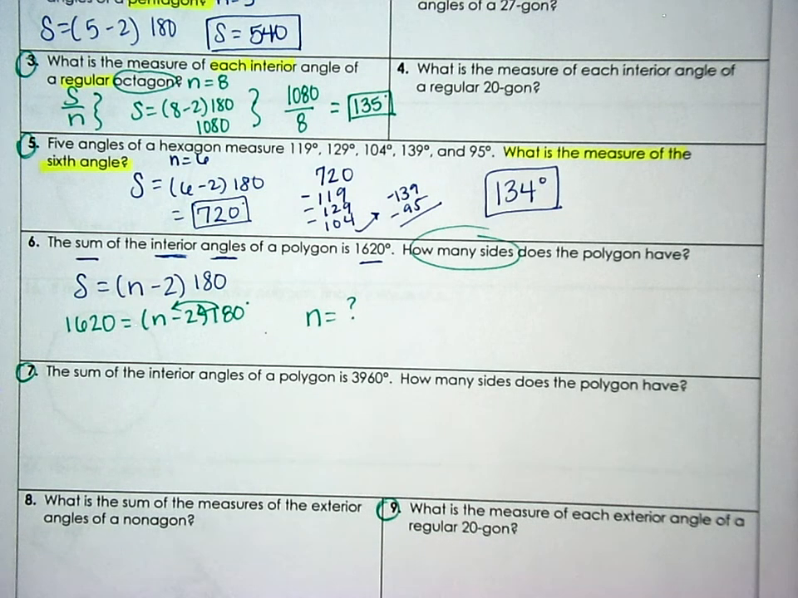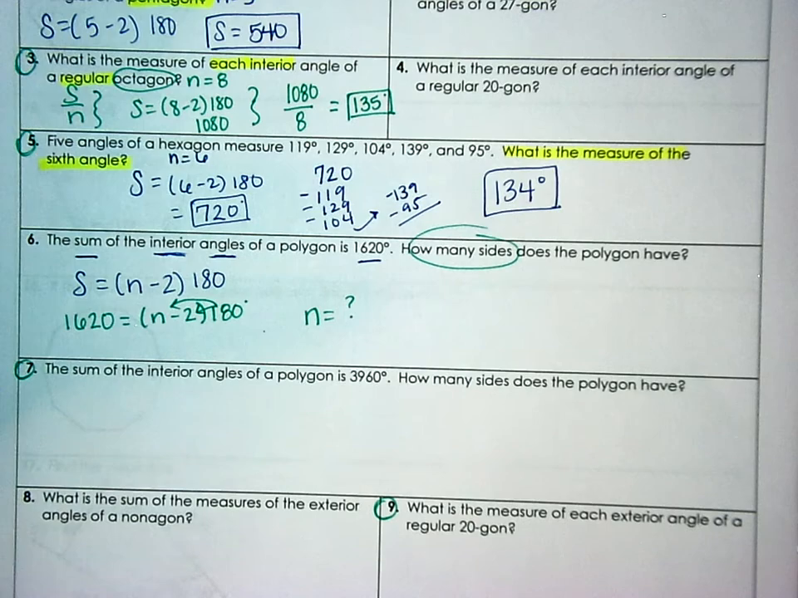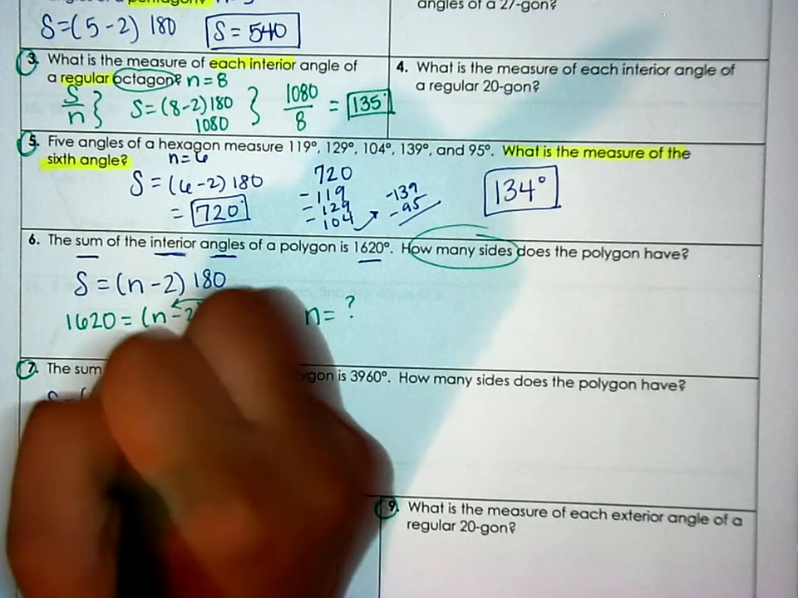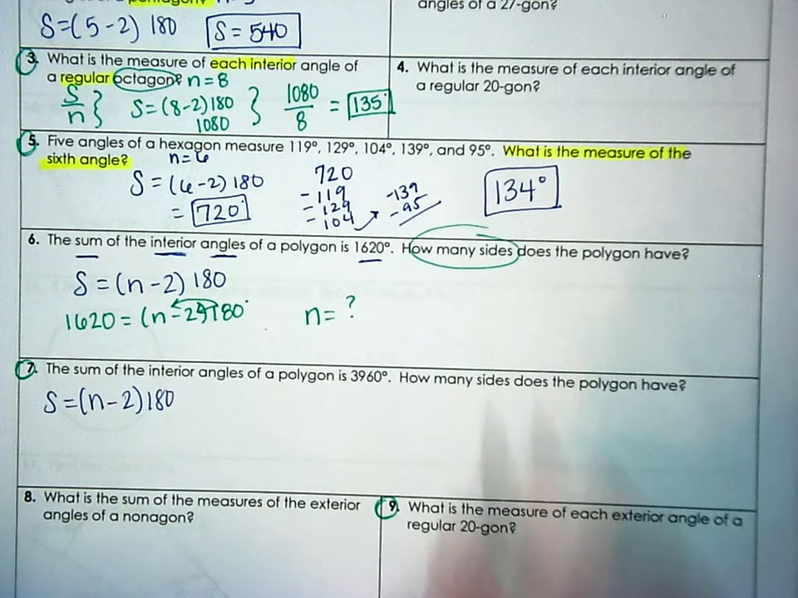Okay, we have 2 more that I'm going to do with you here. The sum of the interior angles is 3960. How many sides does the polygon have? So just like I set this one up, this one's going to be the same. So we're going to go through the same steps. S is equal to n minus 2 times 180. They told me that the sum is 3960.